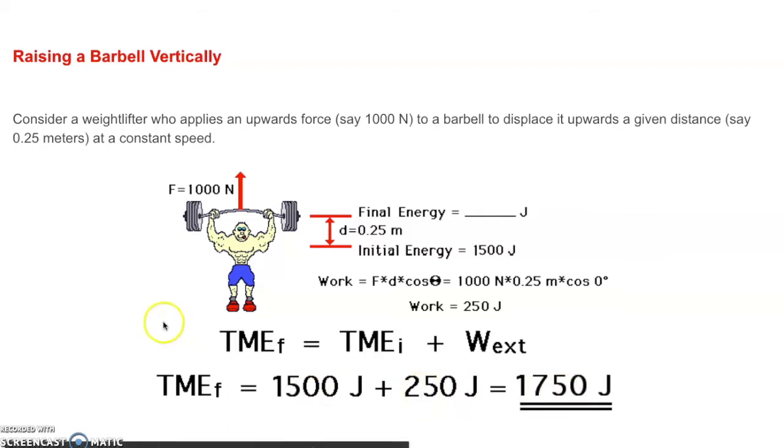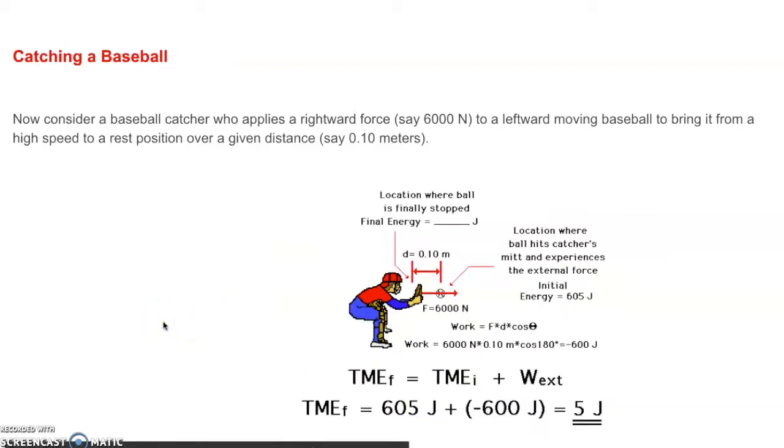Another situation: we've got a baseball catcher who's applying a force to the right when the baseball is moving left towards it. So we're trying to stop the baseball by applying a force to it. So here's where the catcher's mitt starts. When it catches the ball, here's where it stops. The force by the catcher is 6,000 newtons, and the distance is 0.1 meters.